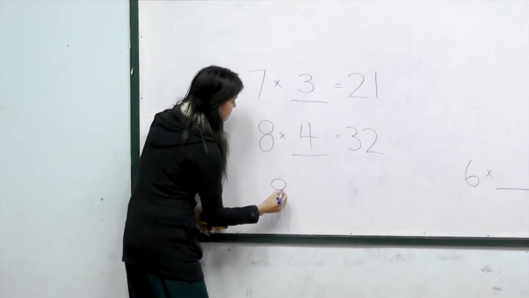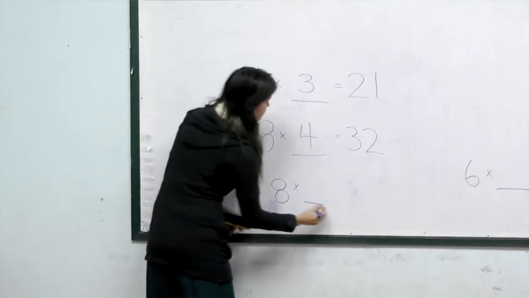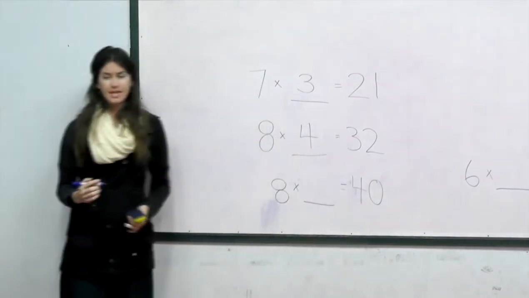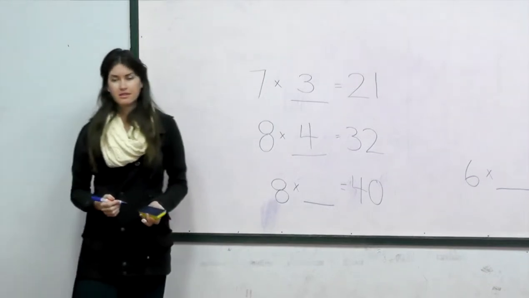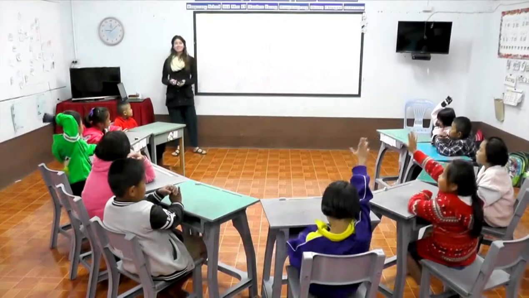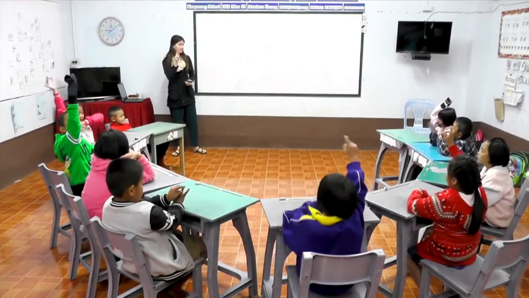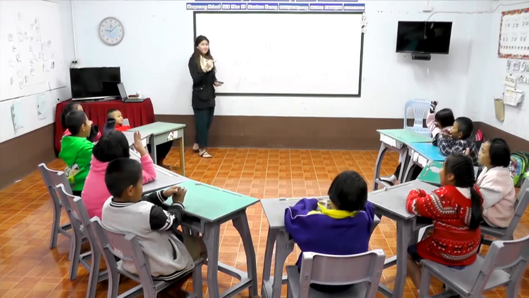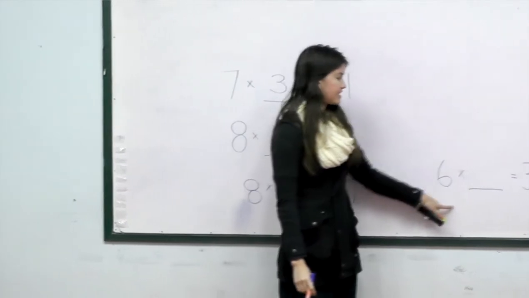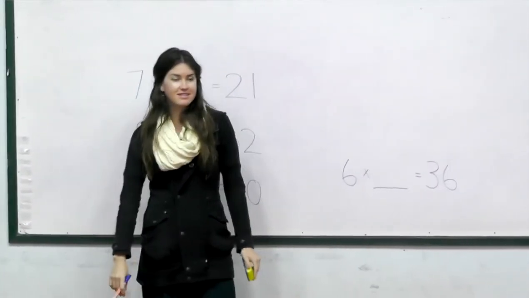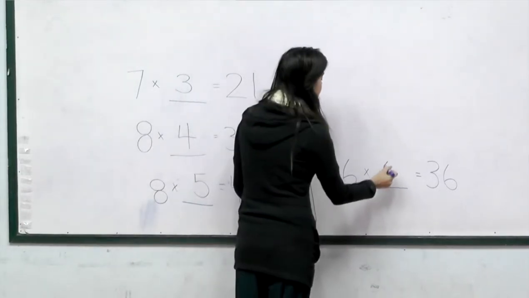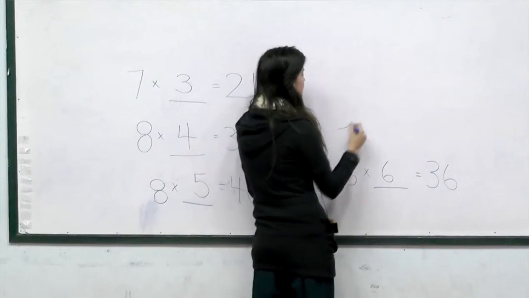Let's do 8 times what gives us 40? Raise your hand when you have an idea. Okay, 1, 2, 3. 5. Great job, friends. Let's do the one we forgot over here. 6 times what gives us 36? Okay, you were fast on that one. Good job. 6 times 6 gives us 36.